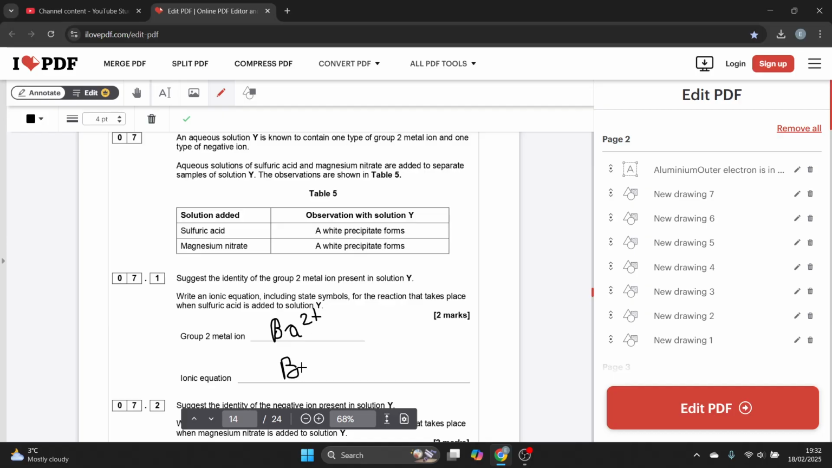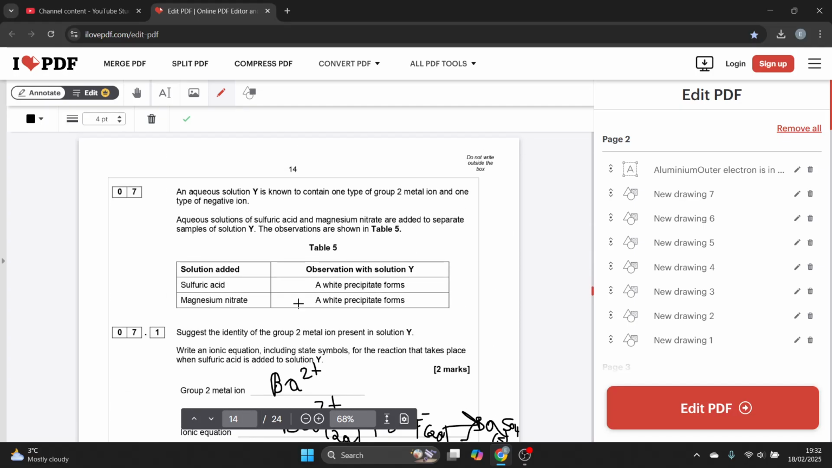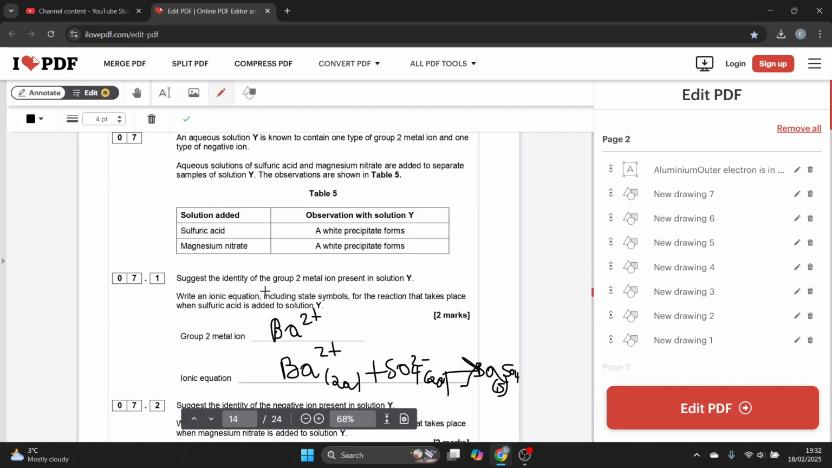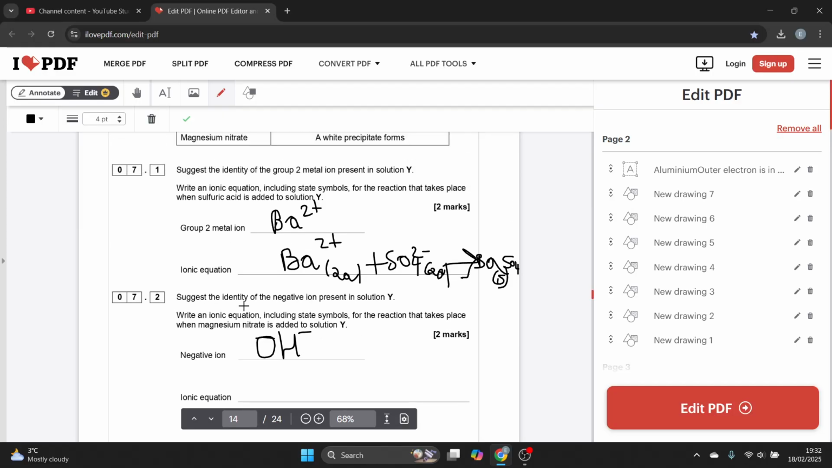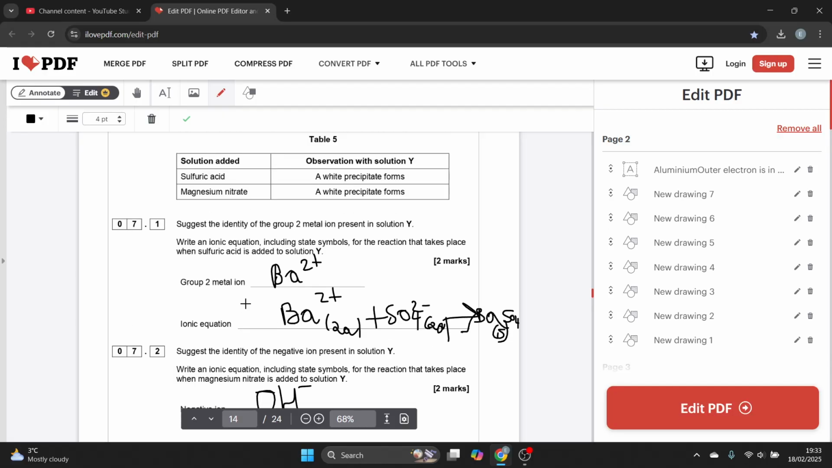And then ionic equation, Ba2 plus aqueous plus SO42 minus aqueous to form BaSO4 solid. Suggest identity of negative ion present in solution Y, the OH minus ion. Ionic reaction that takes place when magnesium nitrate is added to solution Y. Magnesium nitrate is added to solution Y.